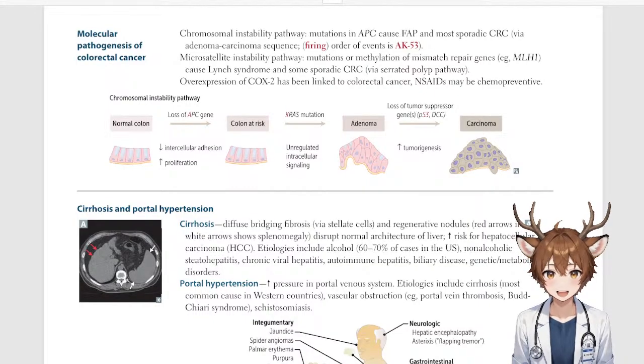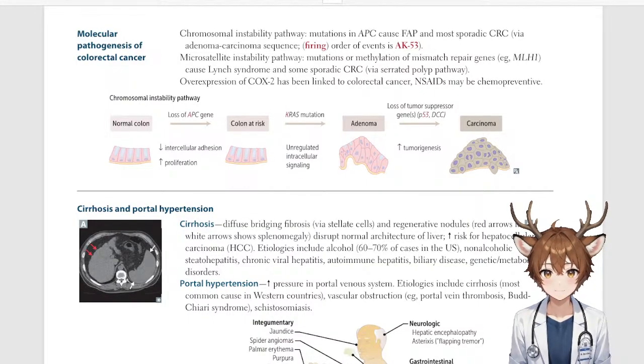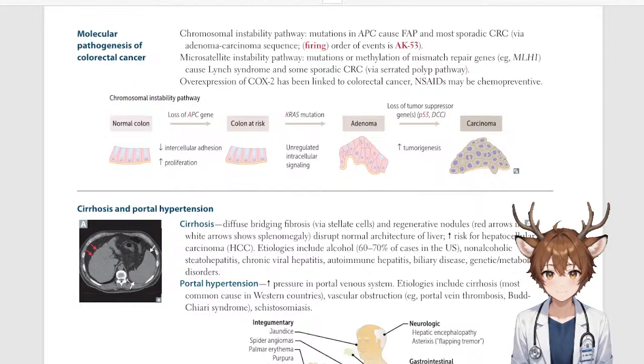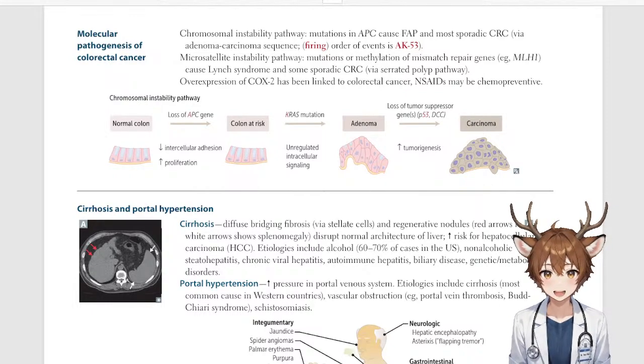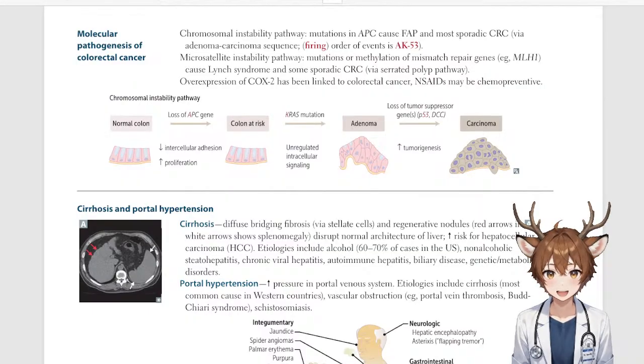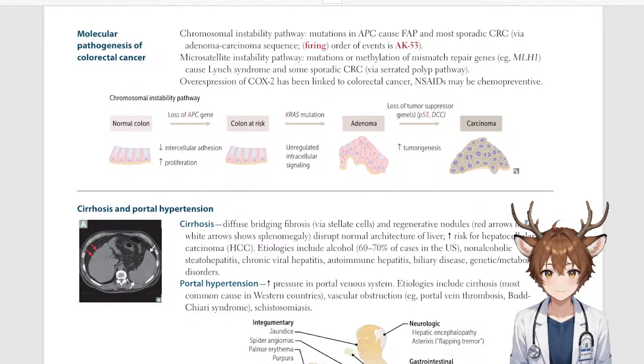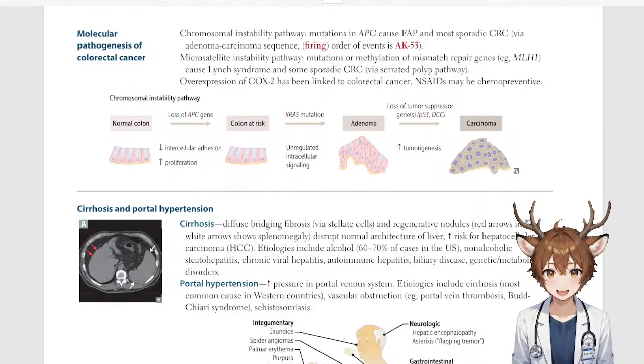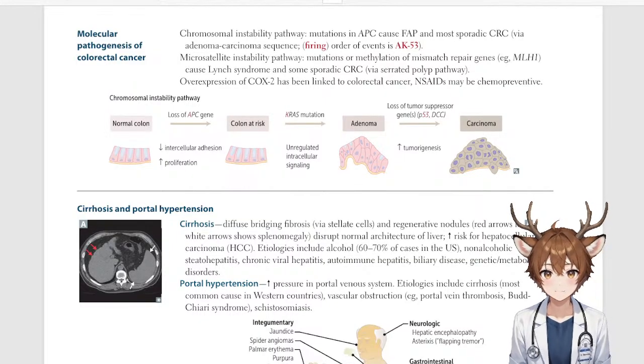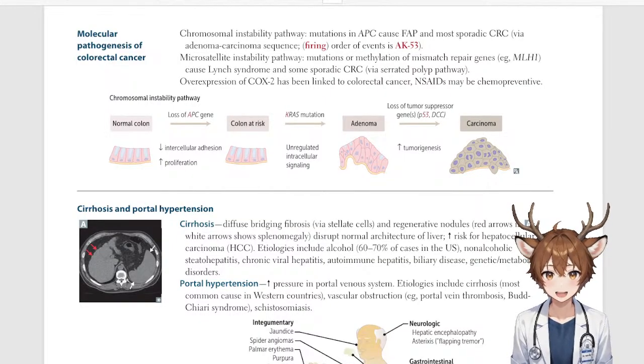Chromosomal instability pathway. Always kill polyps. Normal colon leading to loss of APC gene, with the colon at risk. KRAS mutation leading to adenoma. Loss of tumor suppressor genes, TP53 and DCC, leading to carcinoma. So that's important. Be aware of APC, KRAS, P53, and DCC. Always kill polyps.